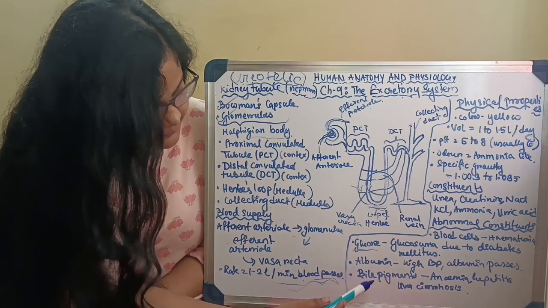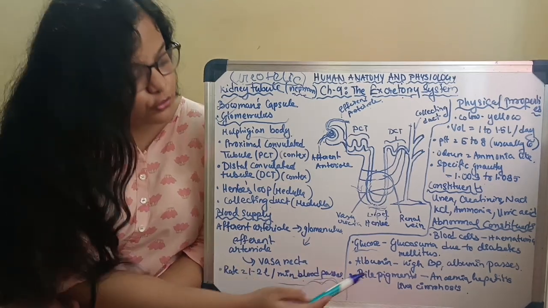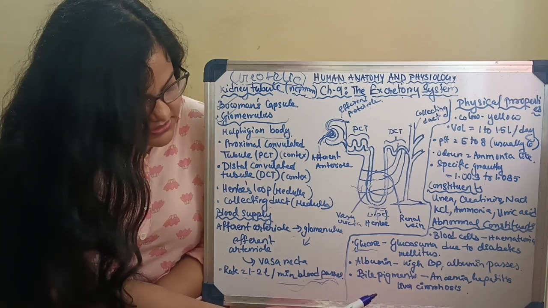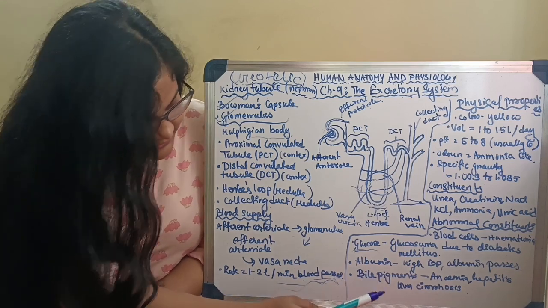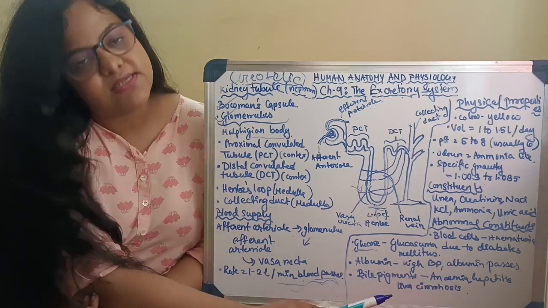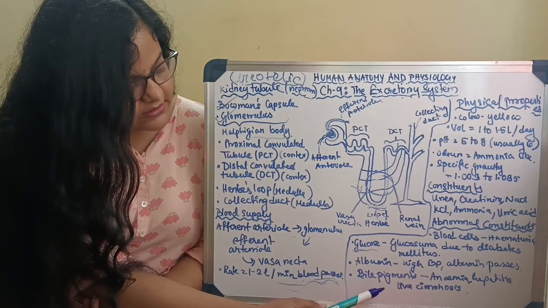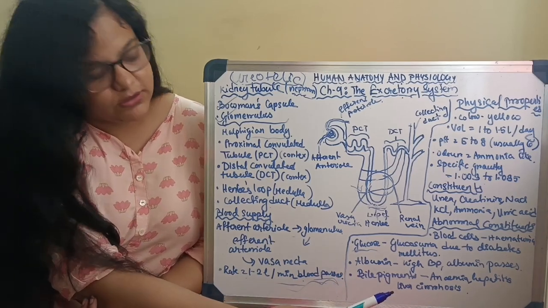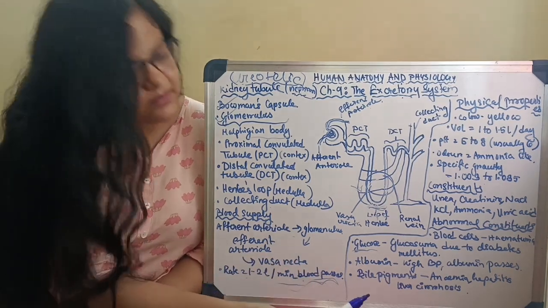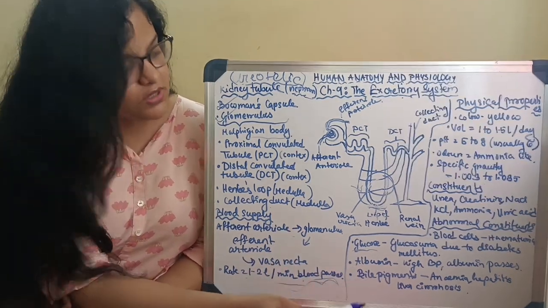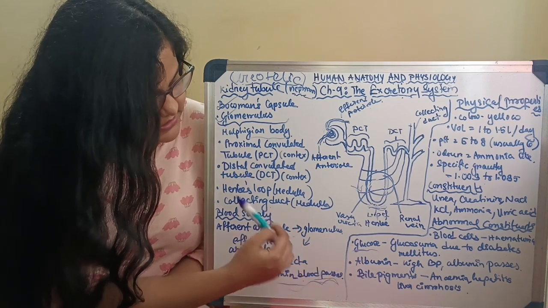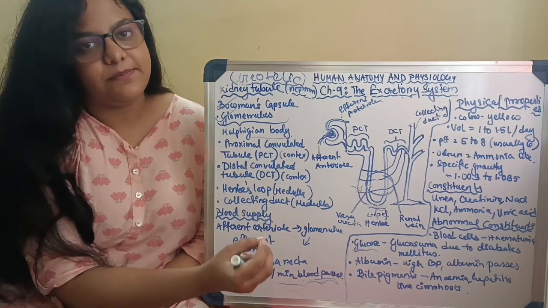Next comes the bile pigment. Bile pigment is not directly excreted in the urine, but when it is, it is due to various reasons like anemia, hepatitis, or liver cirrhosis. Liver cirrhosis means the liver is damaged totally, right? It can also lead to internal bleeding in the liver, which is very harmful. So these are the few abnormal constituents that are passed in the urine, which are not normally passed, right?